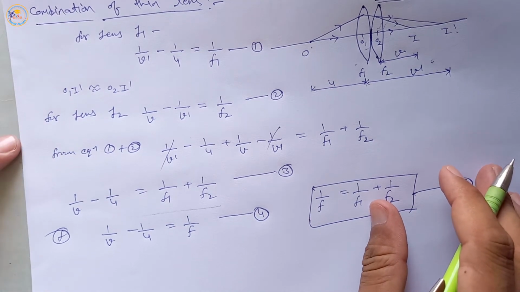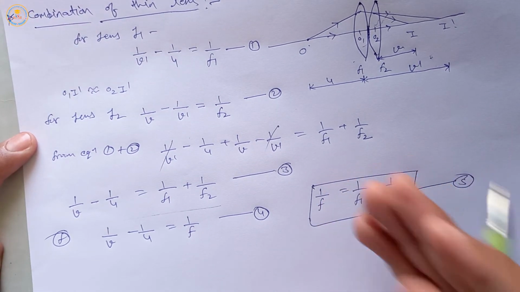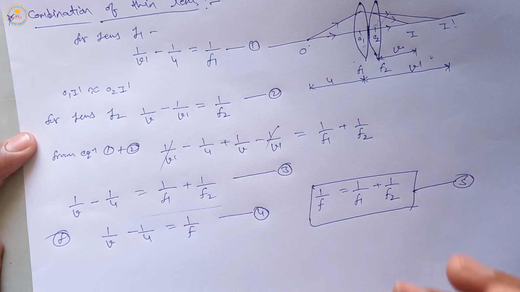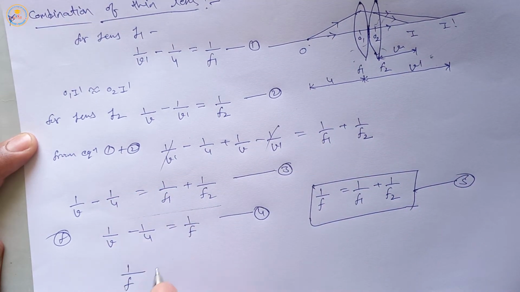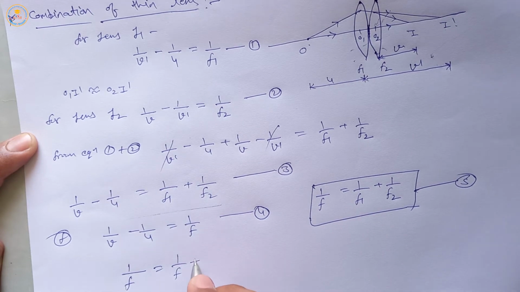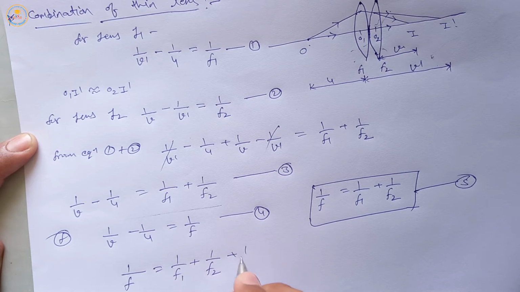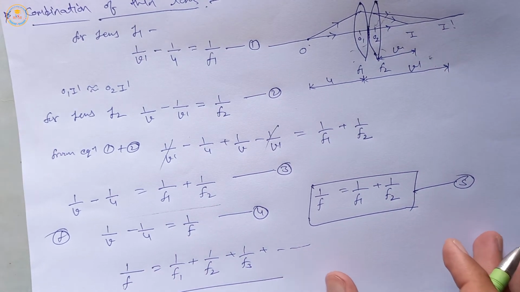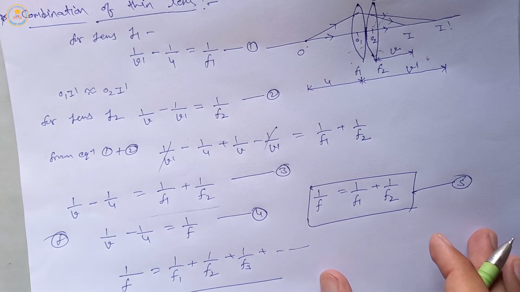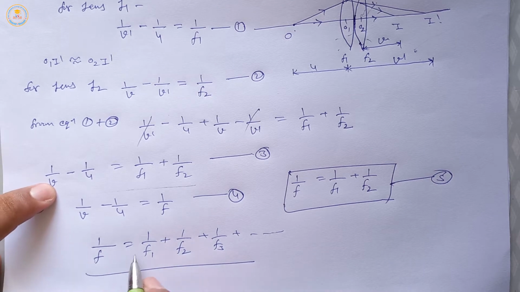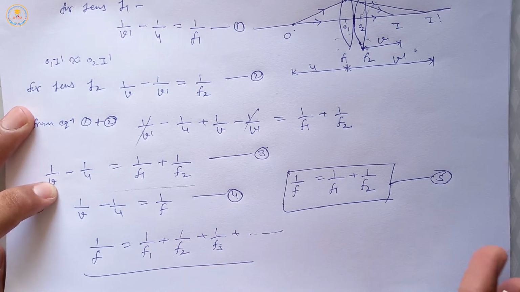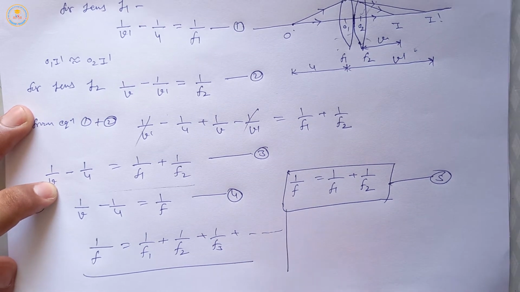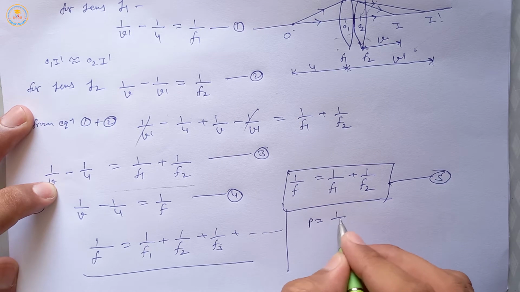Now if many thin lenses of focal lengths f1, f2, f3, f4 and so on are placed in contact, then the effective focal length is given by 1 upon f is equal to 1 upon f1 plus 1 upon f2 plus 1 upon f3 and so on. This is the effective focal length of a combination of lenses. Here we can say the reciprocal of the effective focal length is equal to the sum of the reciprocals of the focal lengths of the lenses. We know that the power of a lens P is equal to 1 upon f.